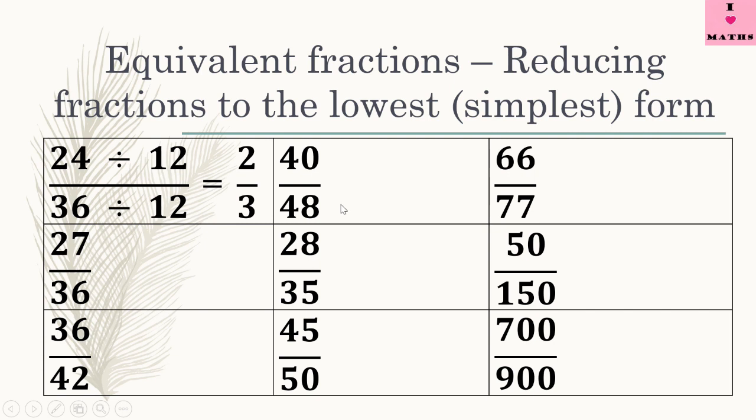40 upon 48. 40 and 48 both are even numbers. So naturally they will come in the table of 2. We can divide this by 2, both numerator and denominator. But then children, we'll have to do so many steps. Those children who know the table of 4 very nicely can make out that both the numbers come in the table of 4 also. 4 tens are 40 and 4 12s are 48.